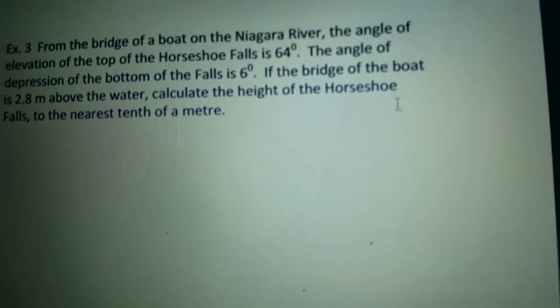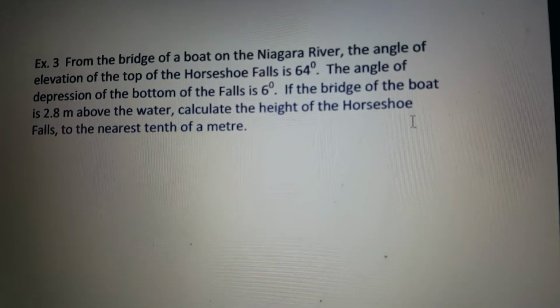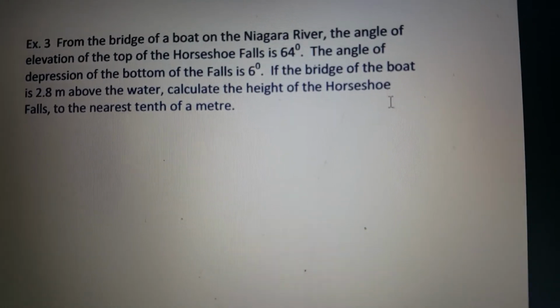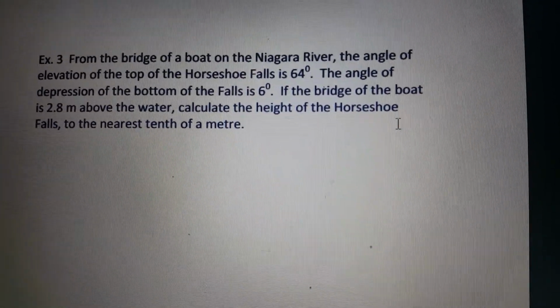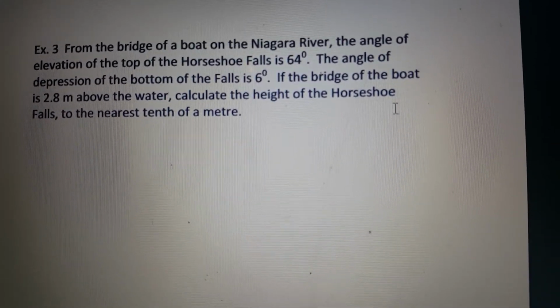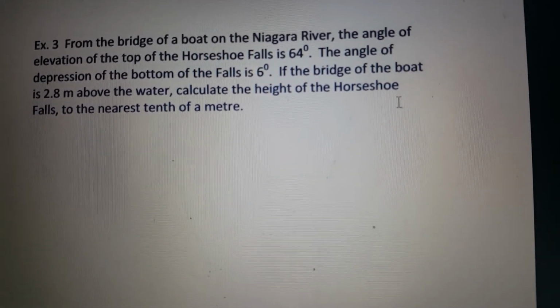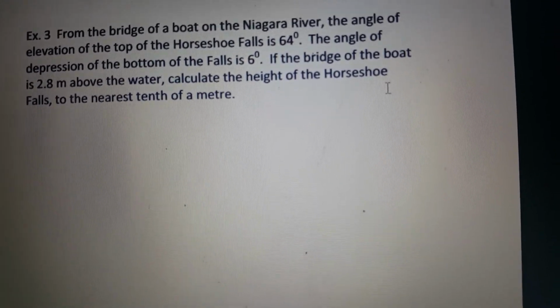Two more, there's 4 examples altogether. So from the bridge of a boat on the Niagara River, the angle of elevation to the top of Horseshoe Falls is 64 degrees. The angle of depression to the bottom of the falls is 6 degrees. If the bridge of the boat is 2.8 meters above the water, calculate the height of the Horseshoe Falls to the nearest tenth of a meter.